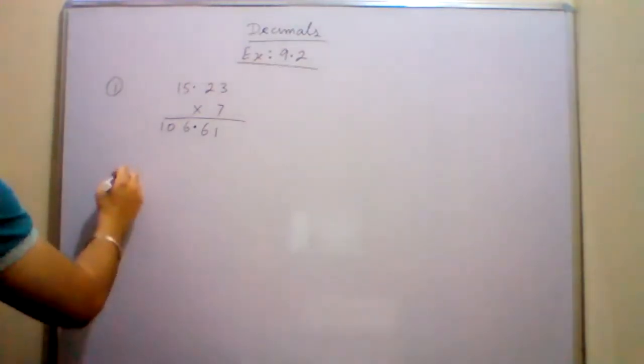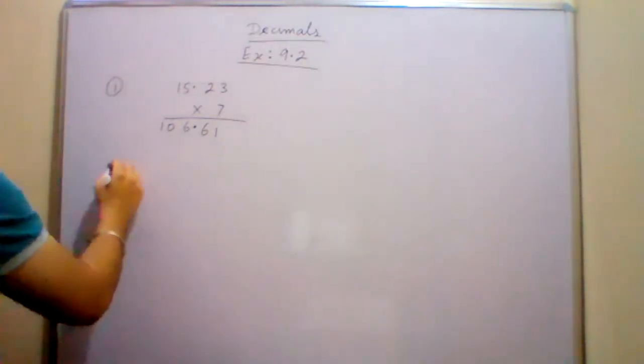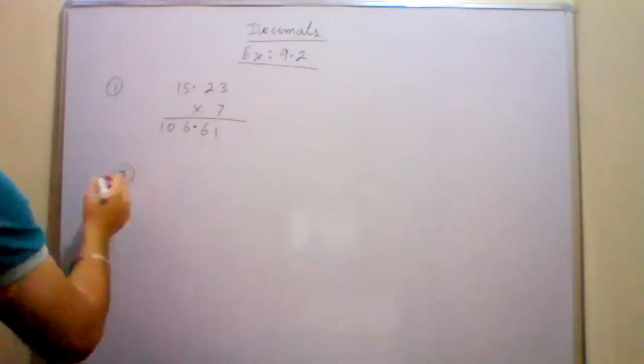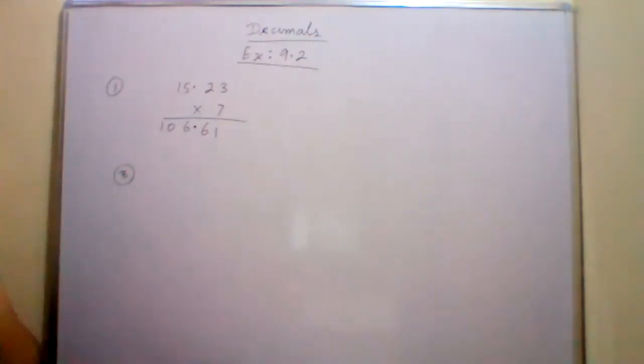Sir, I have gone to washroom, sir. What are we doing, sir, please tell. Very good. We are doing multiplication of decimal numbers, exercise 9.2.